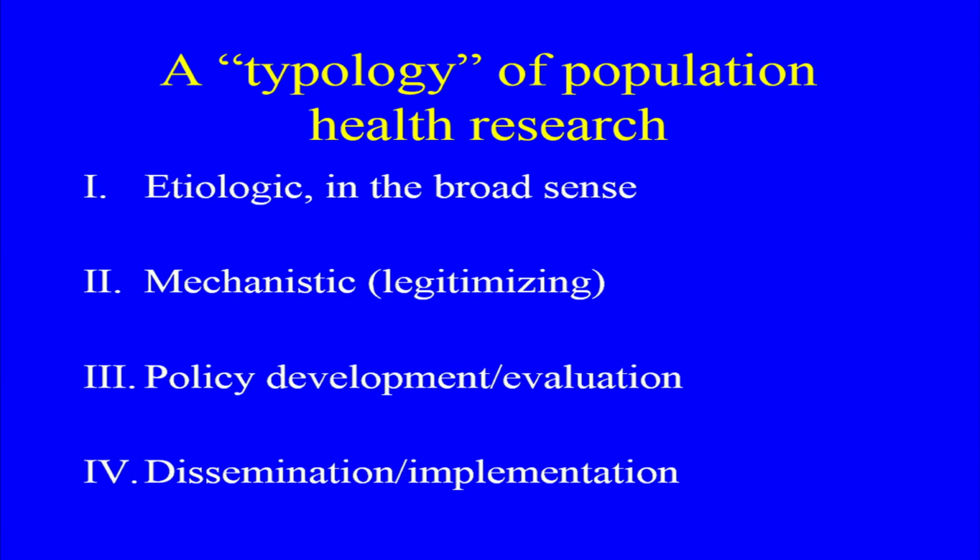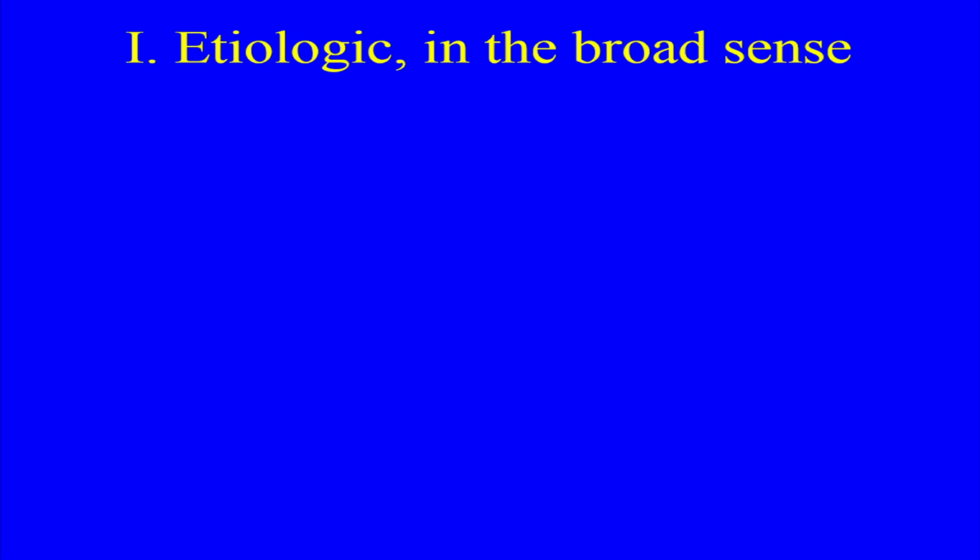And I would posit that a lot of the research in population health has focused on areas 1 and 2, and a lot less has focused on areas 3 and 4. Continuing to do what's important in 1 and 2, but also expanding into 3 and 4, I think is critically important. So etiologic in the broad sense.